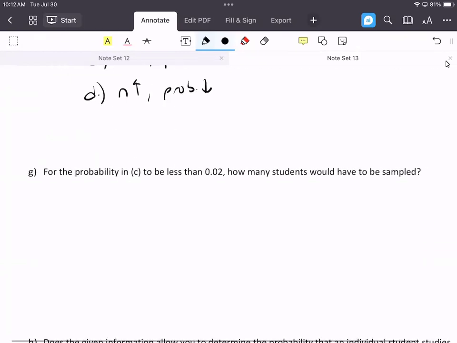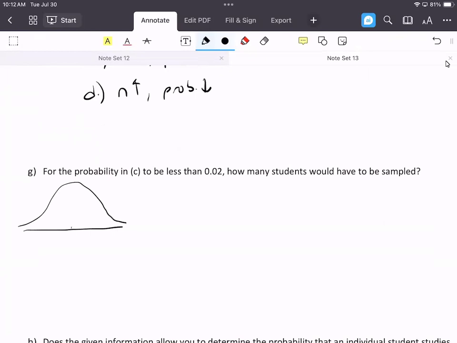For the probability in C to be less than 2% or 0.02, how many students have to be sampled? So this is a little bit different. So we're going to redraw what we had in part C. Our center is at 20. What we want under the curve, though, is 0.02 here. And we don't know what the sample size is.